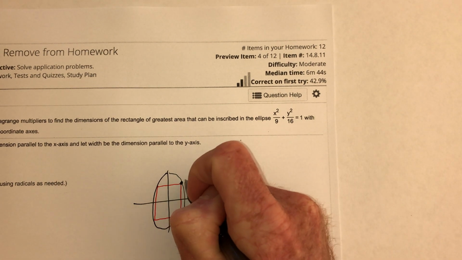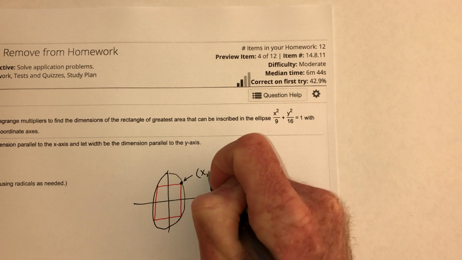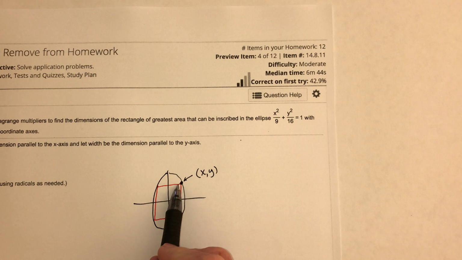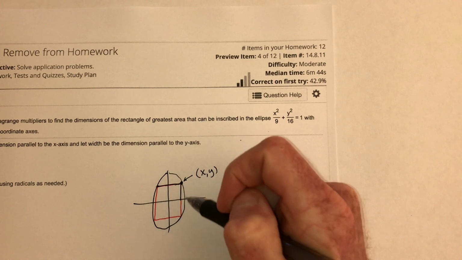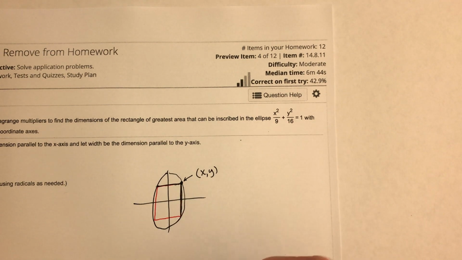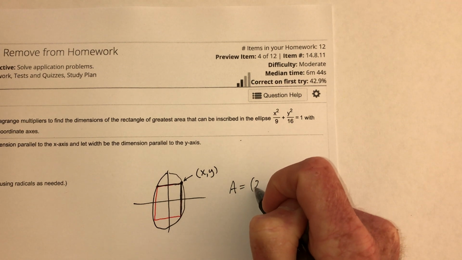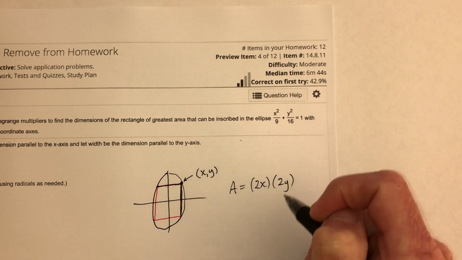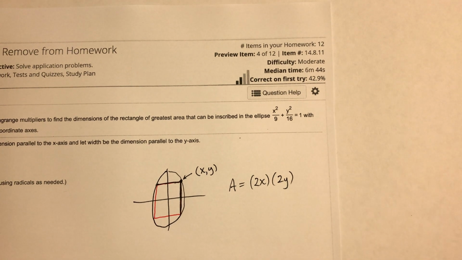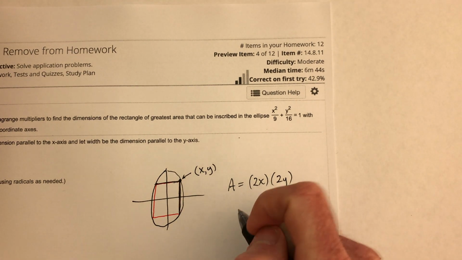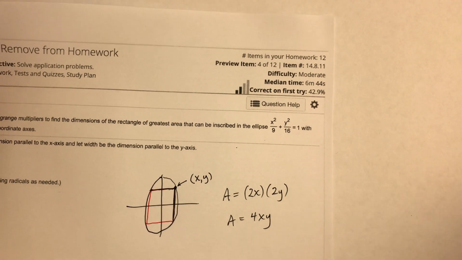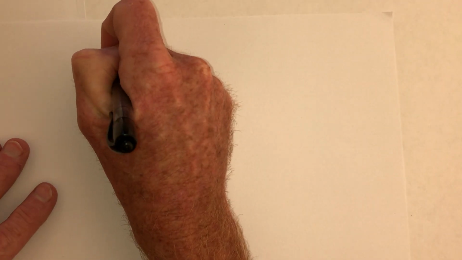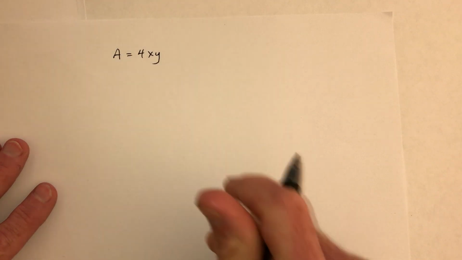And this corner point right here would be some point x comma y. So this distance would be x, which means all the way across the top is 2x. This would be y, so all the way down this side would be 2y. So that means that area is going to be 2x times 2y. Now I don't think I have enough space on this paper. Let me change that over. So this is area equals 4xy. So the function that we are supposed to find the maximum of is area equals 4xy.